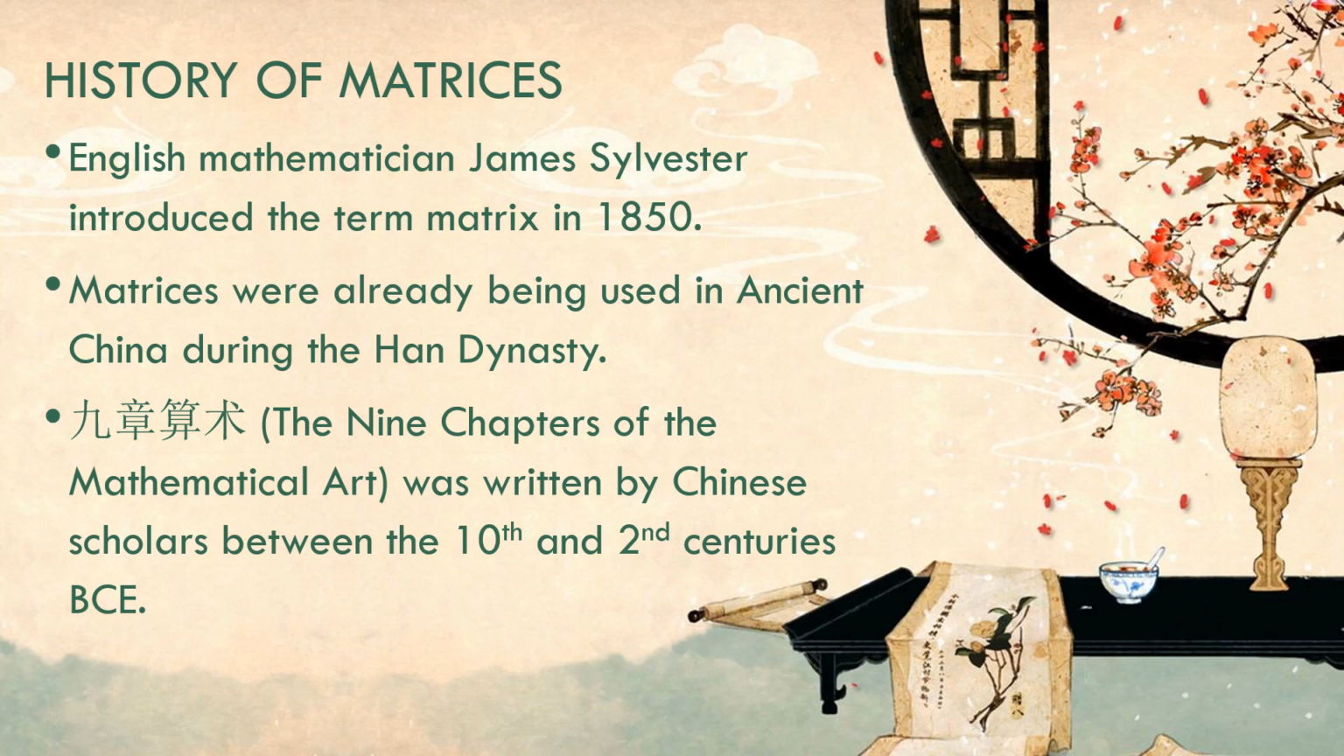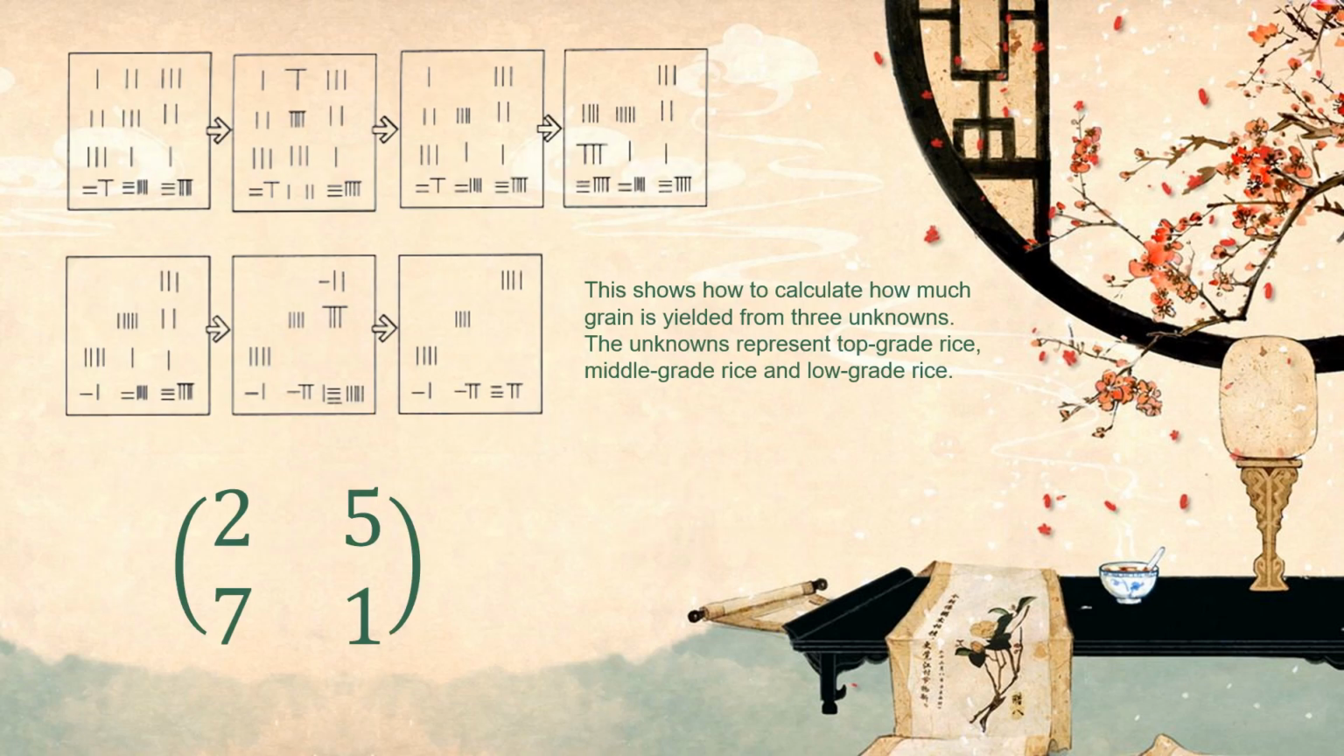While the term matrix was introduced by English mathematician James Sylvester in 1850, the concept was already being applied to solve agricultural problems in ancient China during the Han Dynasty. The process is actually identical to what Europeans would later call Gaussian elimination, with the only difference being the direction that it should be read in.